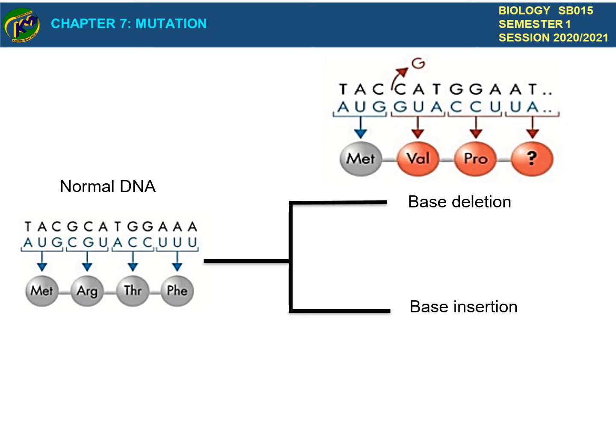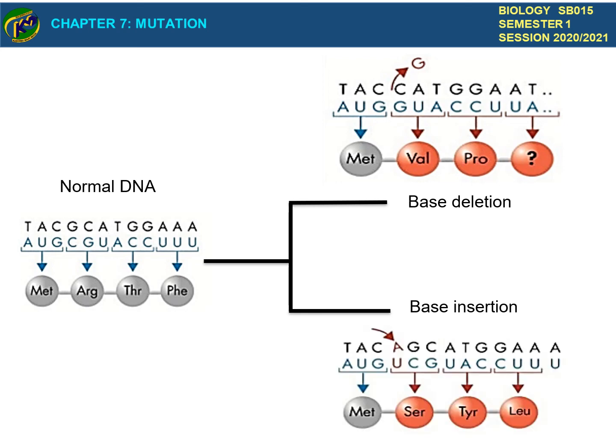Same goes to base insertion. When adenine is added to the second base triplet of DNA, the sequence of amino acids produced is different from the normal sequence.